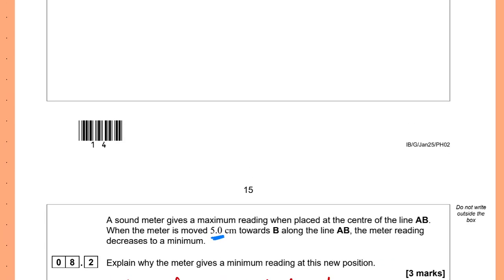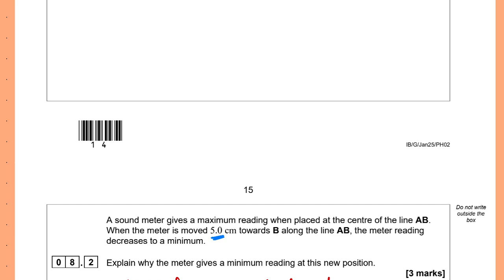A sound meter gives a max reading when placed at the center of line AB. When the meter is moved 5 centimeters towards B along the line AB, the meter reading decreases to a minimum. Explain why the meter gives a minimum reading at this new position. So when you have the max, then probably the waves were in phase, right? Or I can say that in terms of the path difference, there was no path difference.